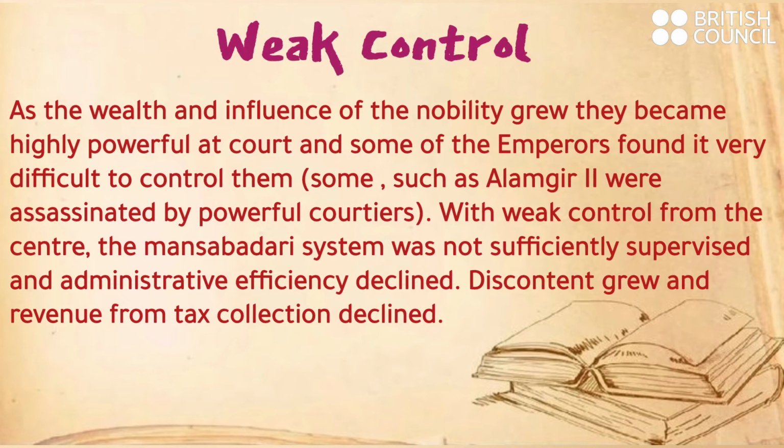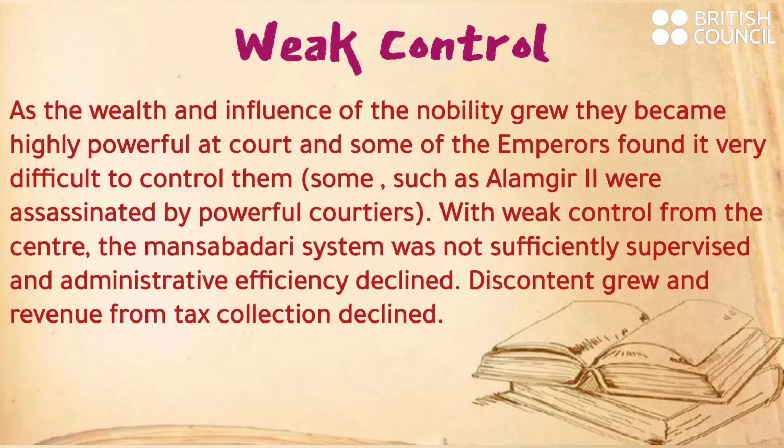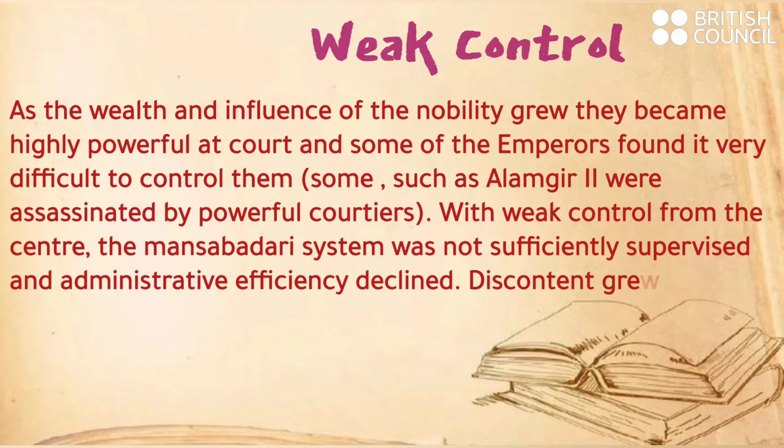As the wealth and influence of the nobility grew, they became highly powerful at court, and some of the emperors found it very difficult to control them. Some, such as Alamgir II, were assassinated by powerful courtiers. With weak control from the center, the Mansabdari system was not sufficiently supervised and administrative efficiency declined. Discontent grew and revenue from tax collection declined.